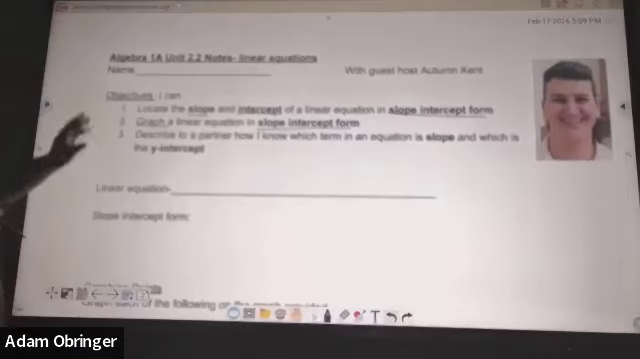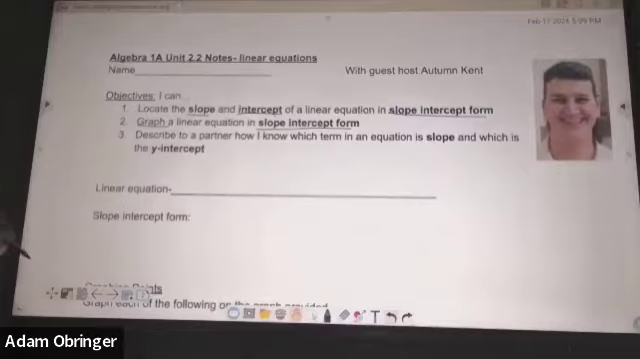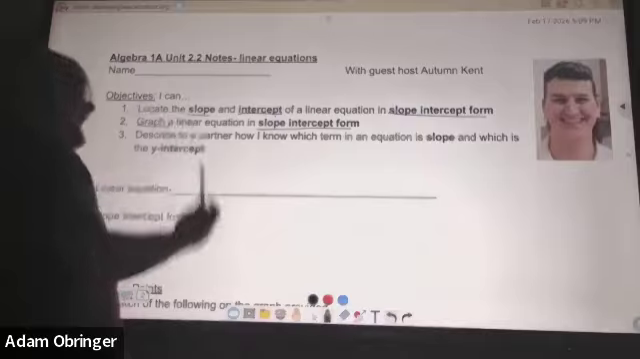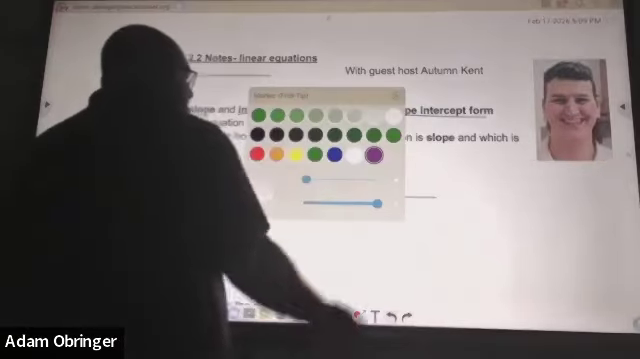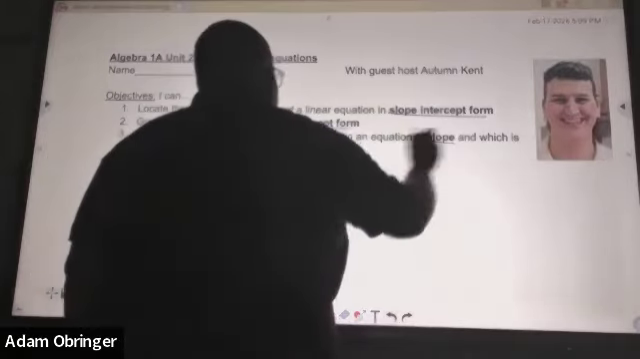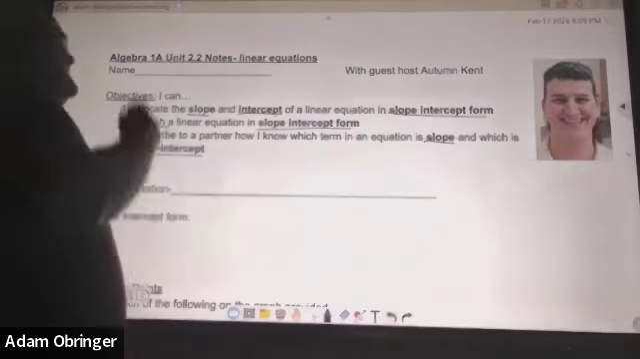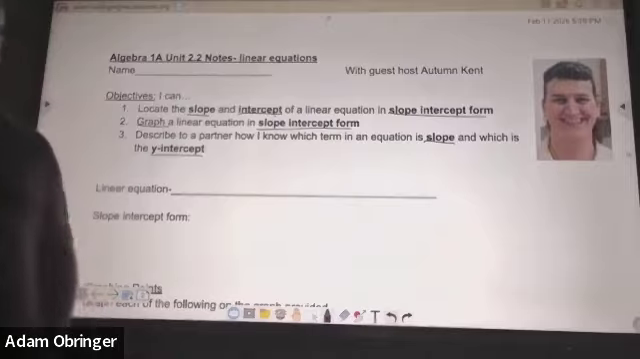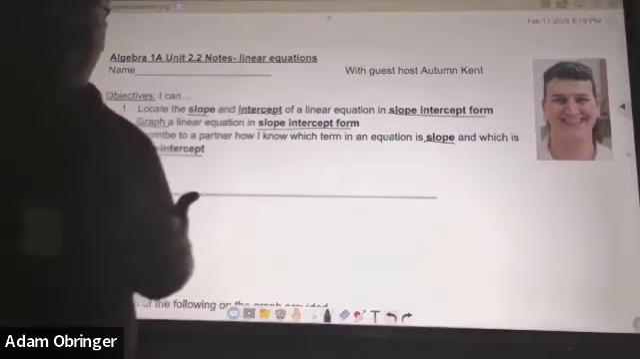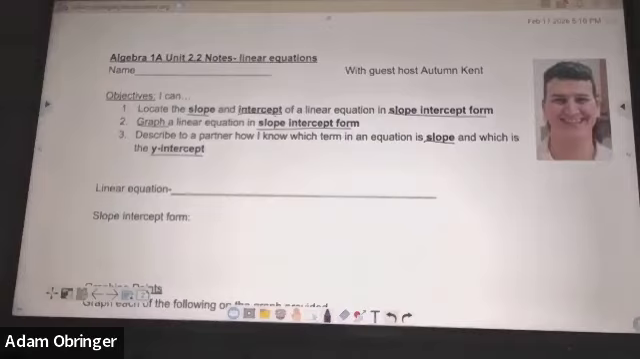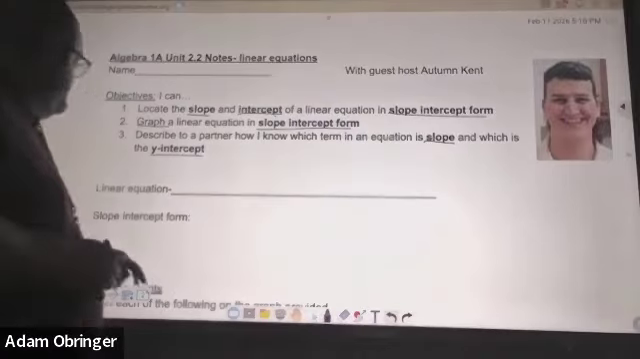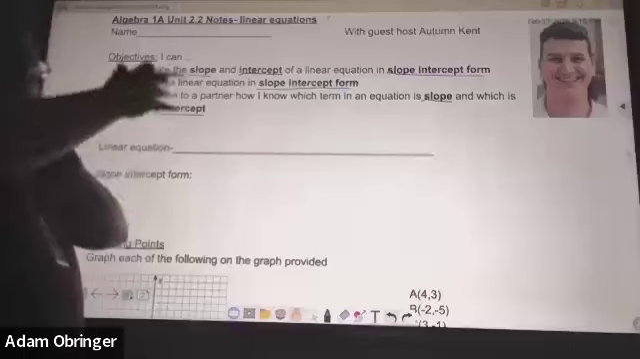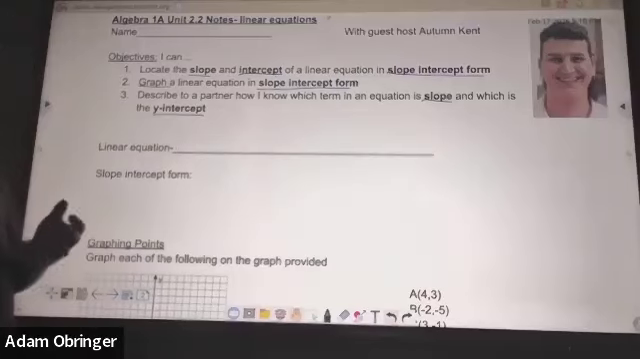We are also, in terms of our communication vocab, going to be able to describe to a partner how we're able to decide between slope and y-intercept. So not only can you locate it, can you tell me why it is where it is? Kind of the what versus how. So to go into the lesson itself, the linear equation, we have a variety of ones that we can use.